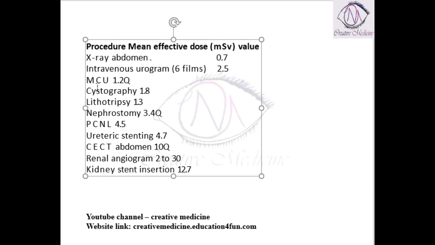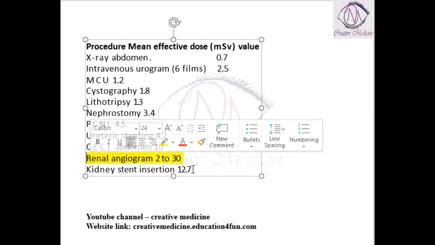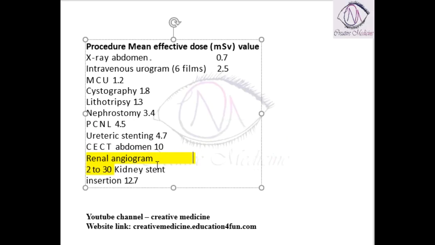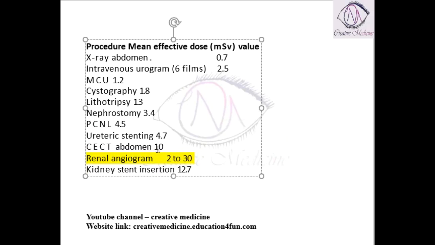So these are the different investigations and these are the exposures. What is important in all this is which has the highest exposure. The highest exposure is for renal angiogram. It is around 30 millisieverts, the maximum dose of exposure. So this is one thing. And the least exposure is for X-ray abdomen, which has the least exposure.